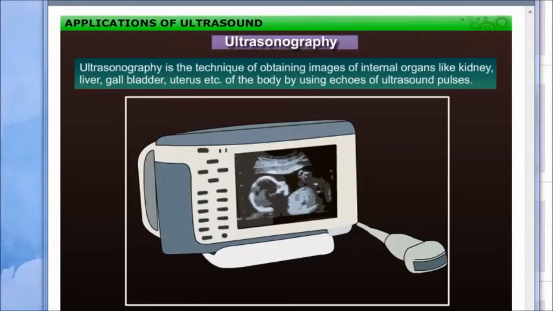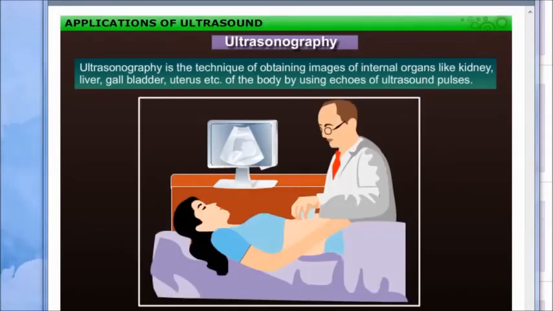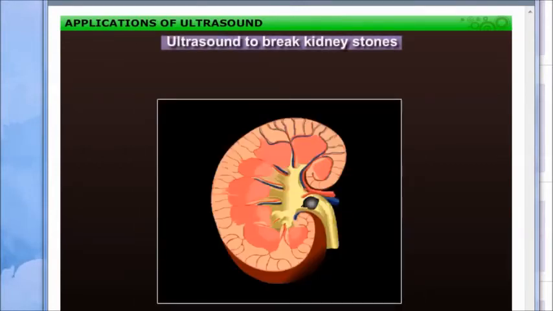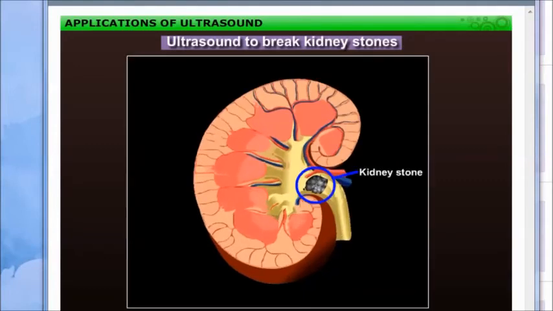Ultrasonography is also used to monitor the growth of the fetus and detect the congenital defect, if any. Ultrasound may be used to break small kidney stones into fine grains. These grains later get flushed out with urine.